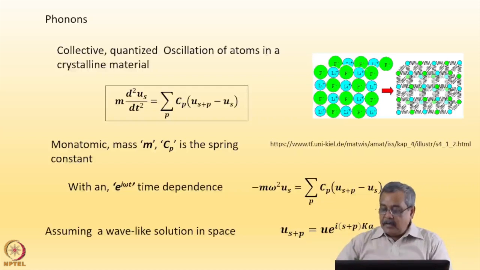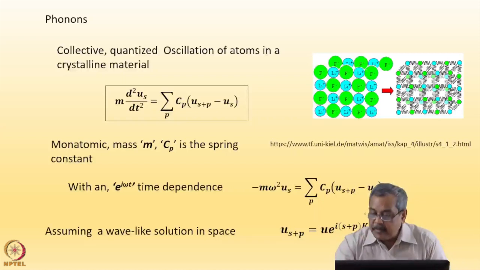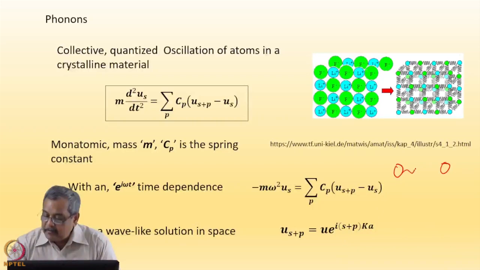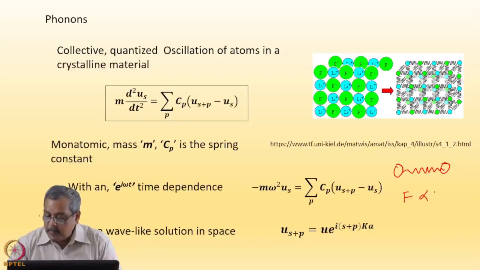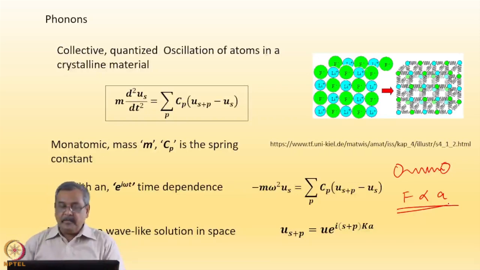When you consider the solid, atoms are coupled by springs. So here basically, if there are two atoms, we assume that they have a spring connecting them, or rather the force behaves like a spring. That means the force is proportional to displacement in the first order, in a simple harmonic oscillator.